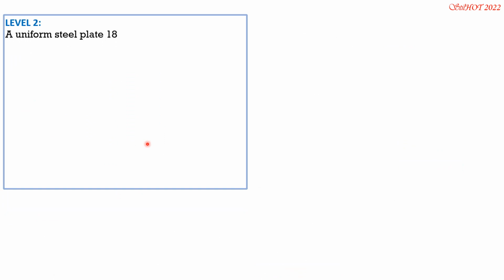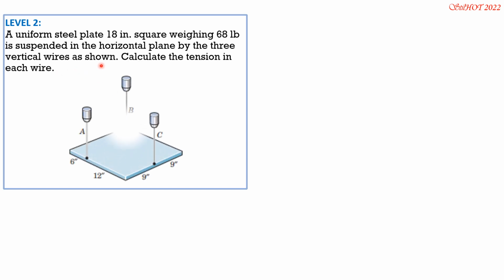A uniform steel plate 18 inches square weighing 68 pounds is suspended in the horizontal plane by the three vertical wires as shown. Calculate the tension in each wire. So for the solution, we have the 68 pound force. Its location is 9, then this is tension A, tension B, tension C.